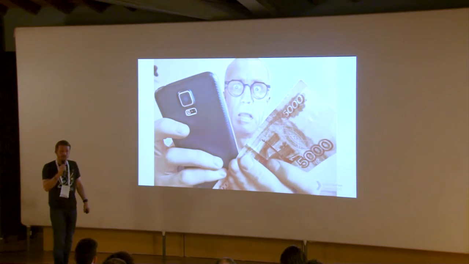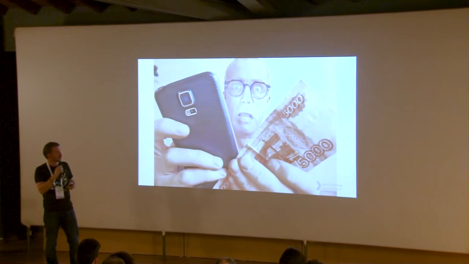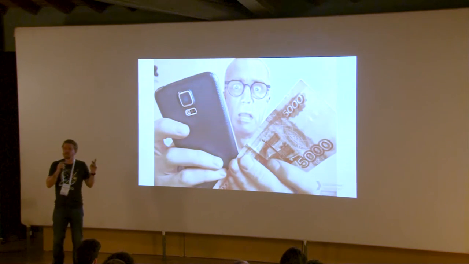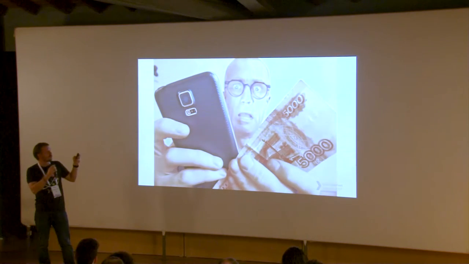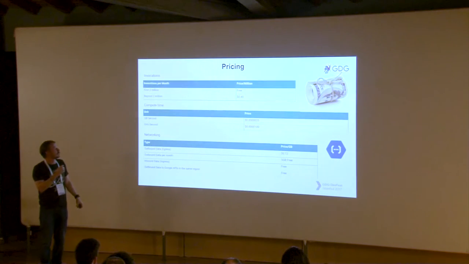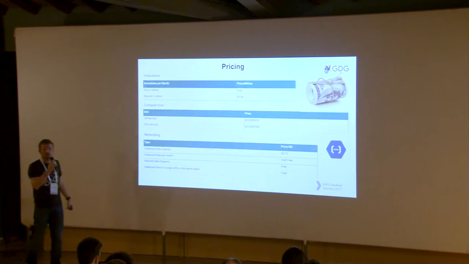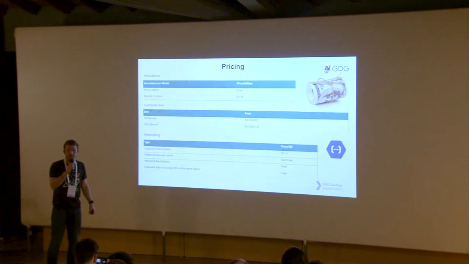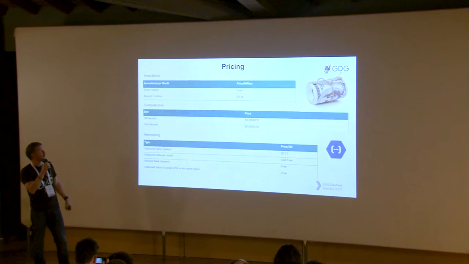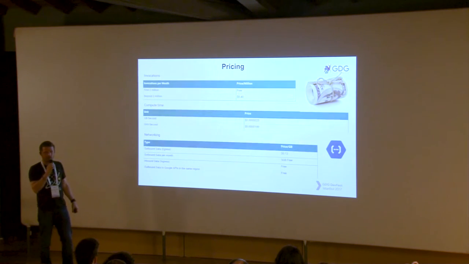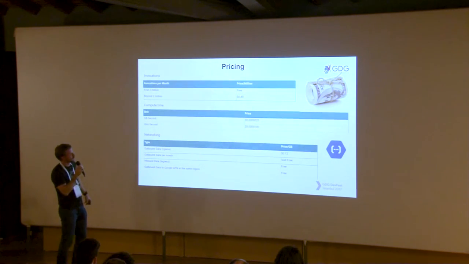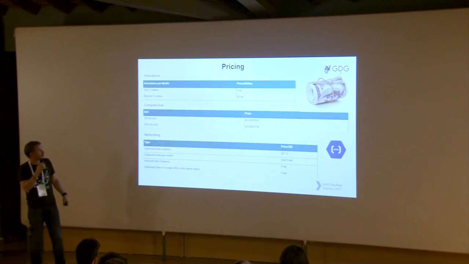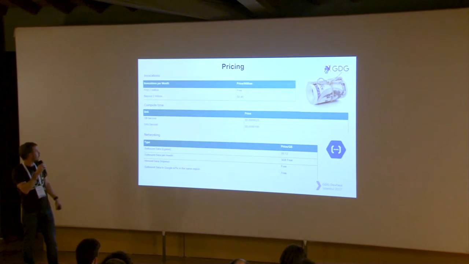And the most interesting part, pricing. This picture doesn't mean that you have to pay in Russian rubles. You can pay in dollars. Pricing of Cloud Functions: the first 2 million invocations are free. Next invocations will cost 40 cents for each million. Compute time: a lot of zeros, 25, a lot of zeros, 100 cents.